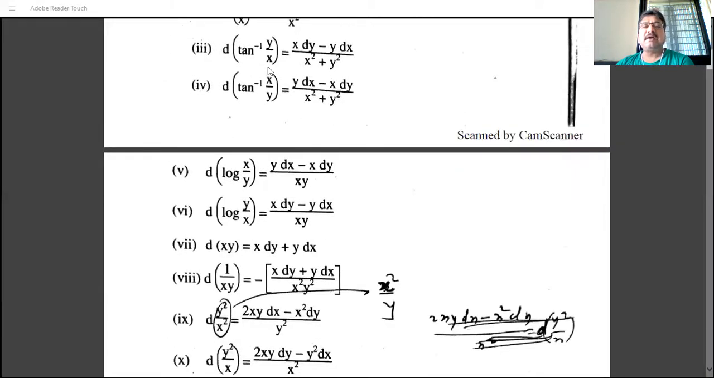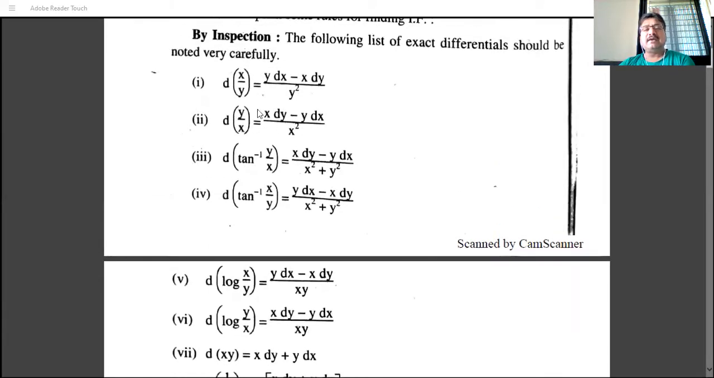Derivative of tan inverse y by x. What is the derivative of tan inverse x? It is 1 by 1 plus x square. So what is the derivative of tan inverse y by x? It is 1 by 1 plus (y by x) bracket square, means y square by x square, into the derivative of y by x. The derivative of y by x is (x dy minus y dx) divided by x square. So after simplification, we have this answer.